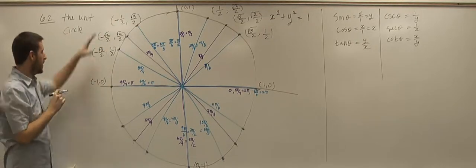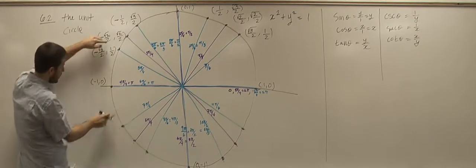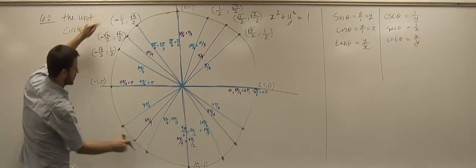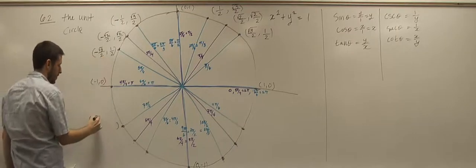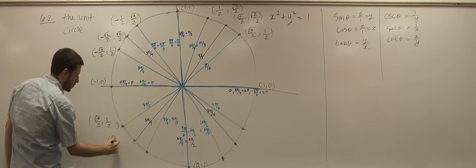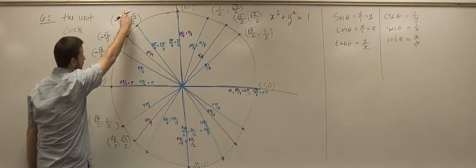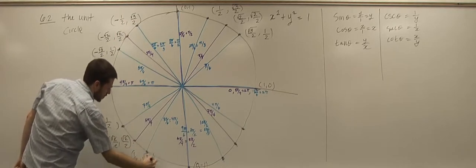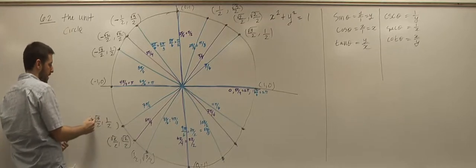And then you flip down here. It's the same. You think of it as a reflection. These two match up, these two match up, these two match up. So you'll have root 3 over 2, 1/2. Then you'll have root 2 over 2, root 2 over 2. And then you'll have 1/2, root 3 over 2. But because we're in the third quadrant, both of them are negative.